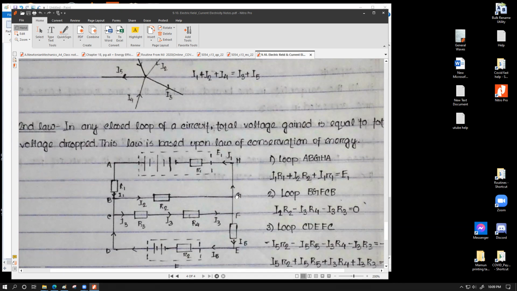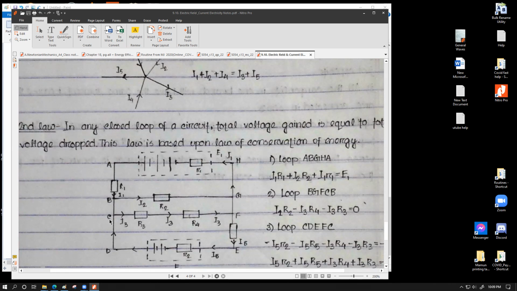আচ্ছা, let's look at the second loop, BGFCB. So we are now attempting this loop in this fashion. Let's start from the first one, B. If you go from B through G, there is a resistor, and the considered current is the same as the loop direction. So I2 R2 is a positive voltage drop. From G to F, there is no resistance, so no voltage drop.